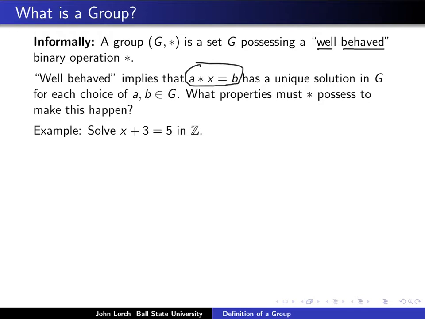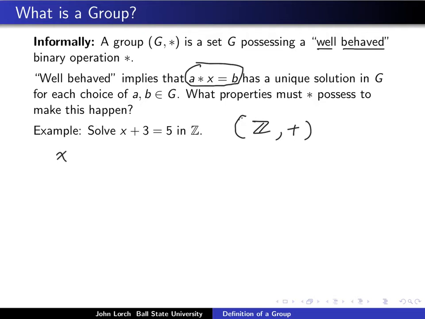So here we have this equation, x plus 3 equals 5, and we want to solve this equation in the integers. And the operation that we're using is addition. So we know that the answer is 2. But let's suppose we didn't know that and we wanted to solve the equation. Well, how would we do it?